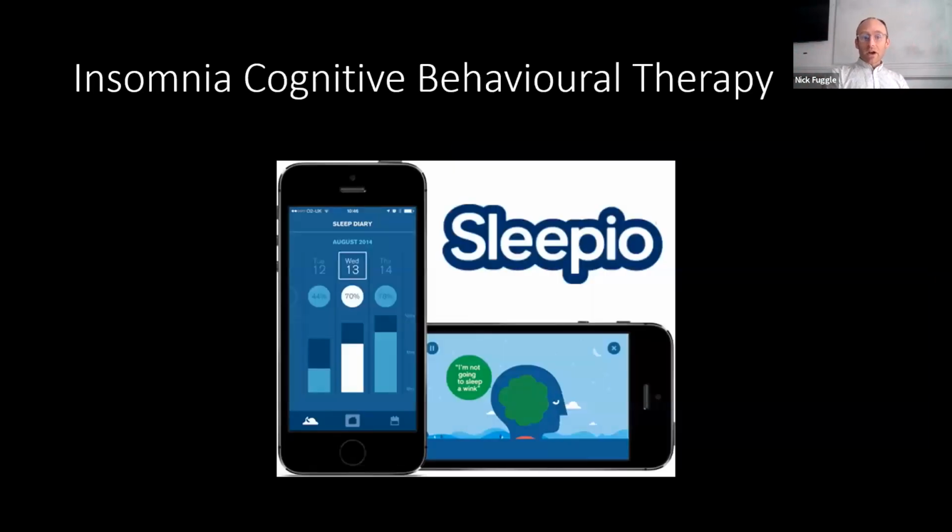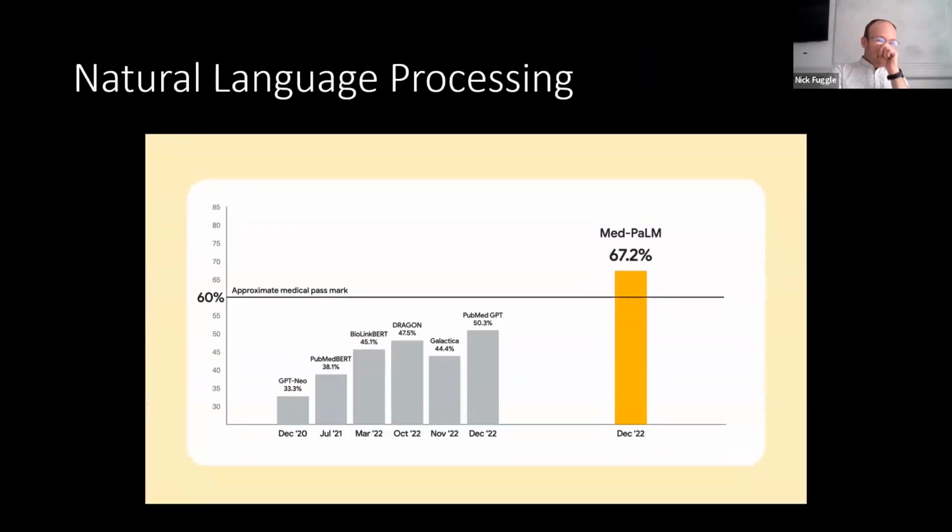This app, Sleepio, has moved forward as an example of cognitive behavioral therapy, which is being driven by an AI algorithm behind the scenes and is being used to treat insomnia. And this isn't in active deployment, but there's of course a lot of noise around natural language processing in general, and we've heard much about that.